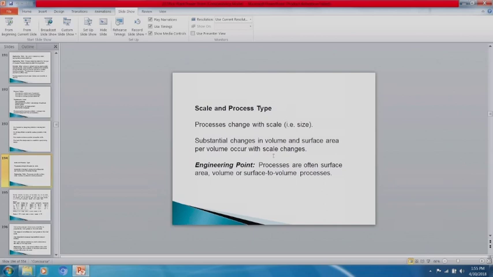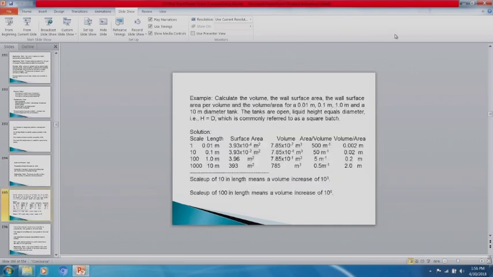Scale and process type. Processes change with scale. Substantial changes of volume and surface area occur with scale changes. Processes are often surface area processes, volume processes, or surface-to-volume processes. Let's just take a look at this. All this up here and all this down here, we'll get to in a second.